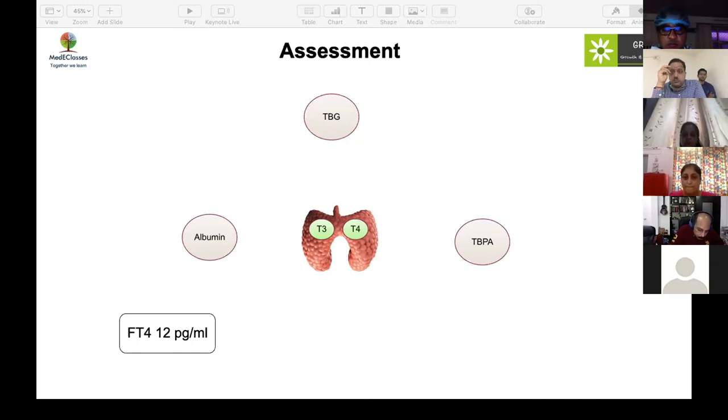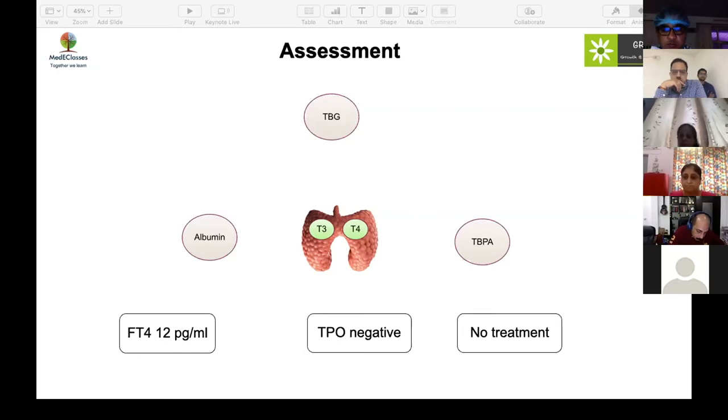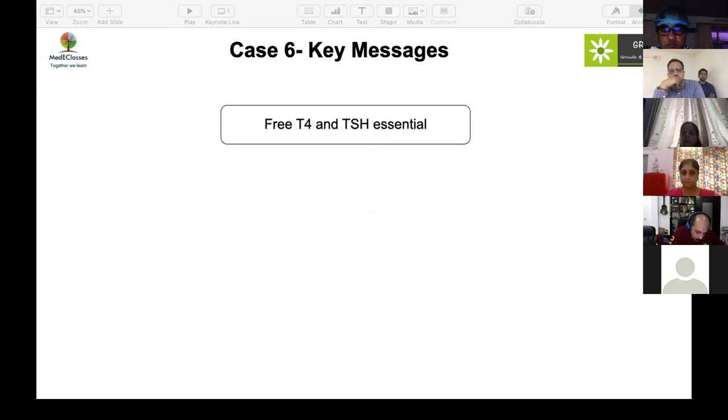If, once we have done the free T4, it has come out to be normal, and this child's TPO is also negative, then the child does not need any treatment. What is very important is thyroid function: you should not just rely on the T4. You should have a free T4, as Dr. Ayesha has previously said.